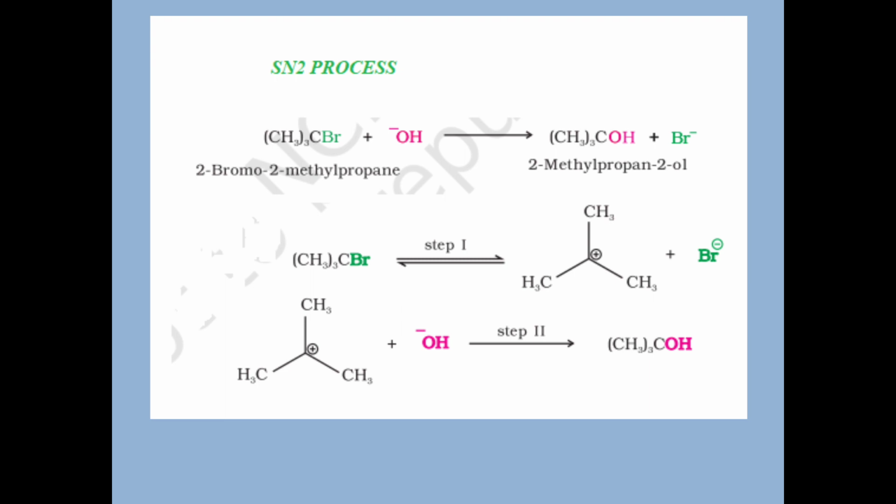SN1 process for tertiary butyl bromide. Step 1 is the dissociation of the bond and the formation of the carbocation, and step 2 is the formation of the alcohol, 2-methylpropan-2-ol.